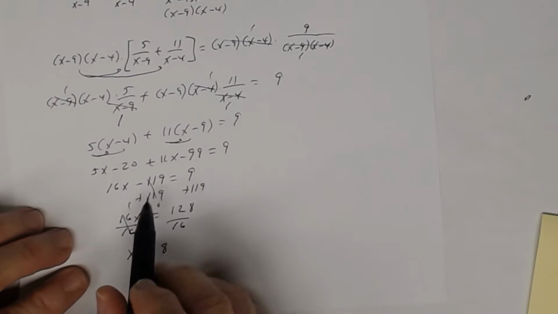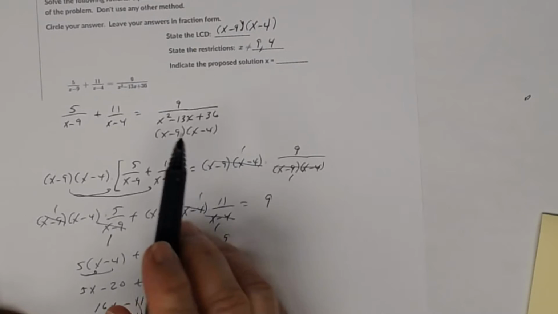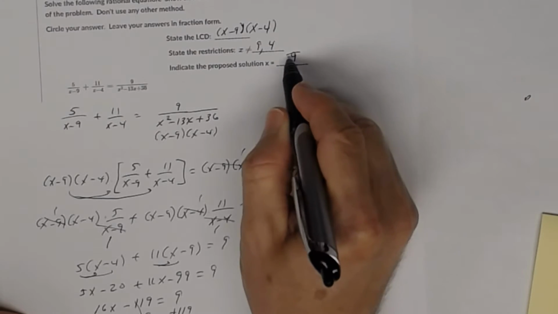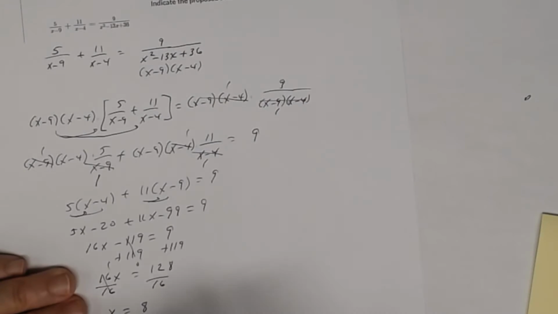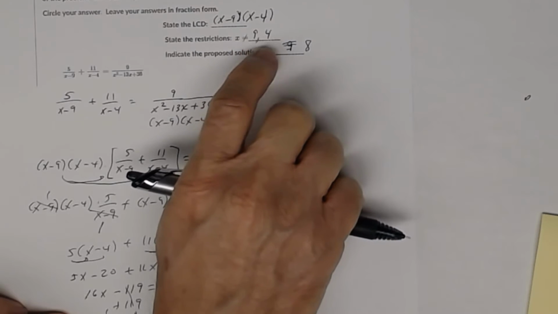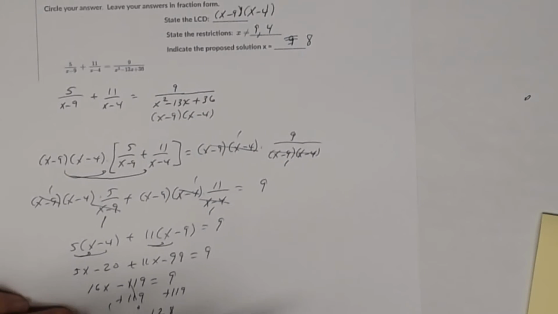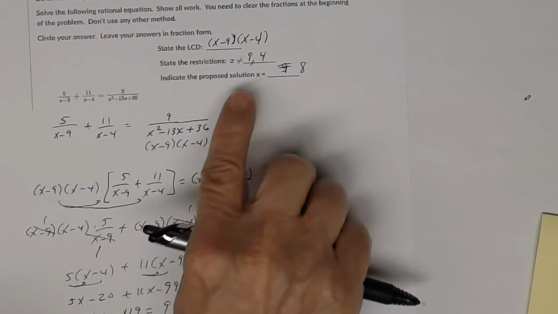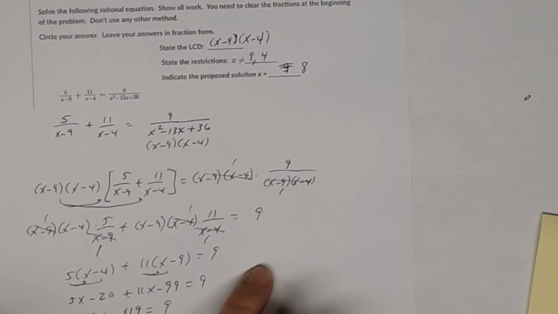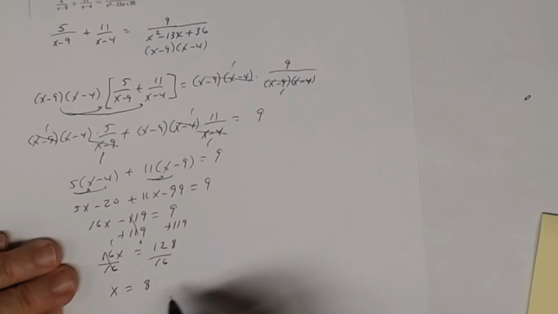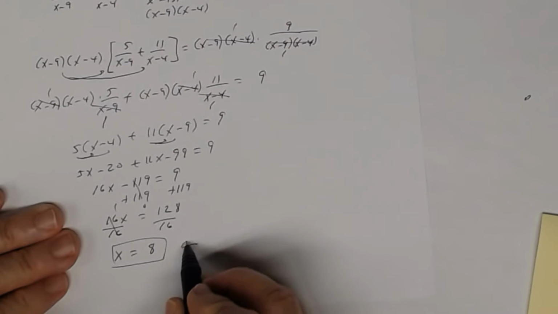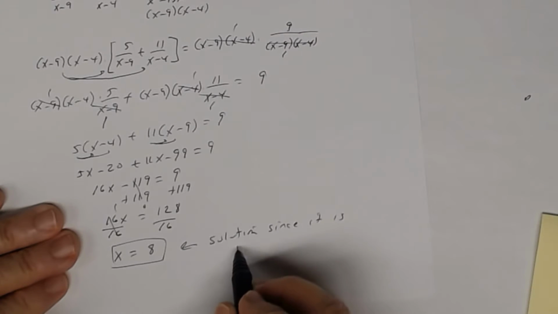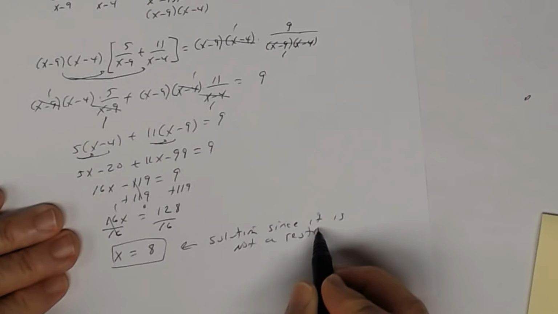So that is a solution to this linear equation, but it may not be a solution to the rational equation. So your proposed solution is 8. The way to check is to check your restrictions. So is 8 one of these restrictions? The answer is no. So if I did all this work correctly, then this is going to be a solution since it's not a restriction. So this is going to be our solution since it is not a restriction. Okay? All right. So that was number 1.